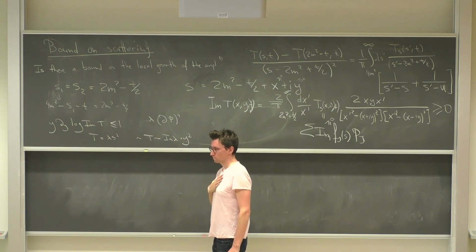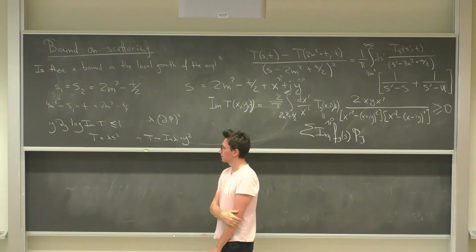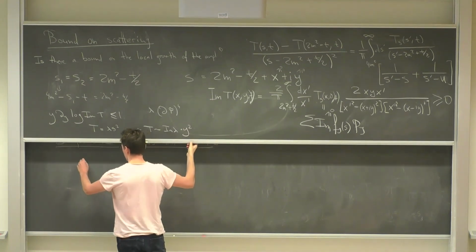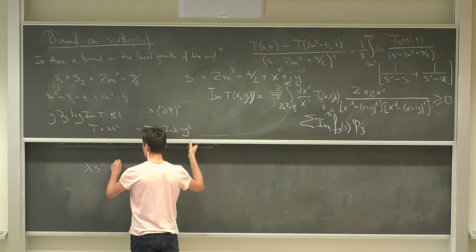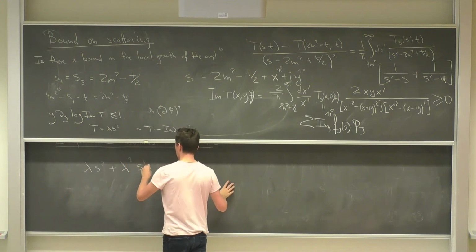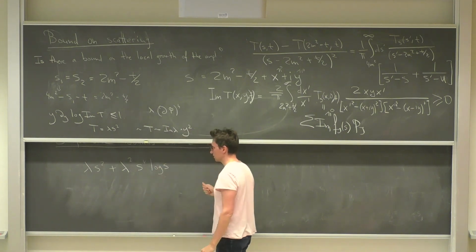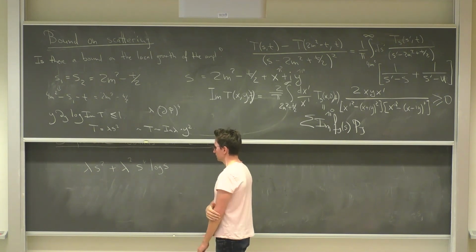Sorry, but if I make a loop of this, then I get s to the 4 times log, right? The log gives me i pi, no? And isn't that an imaginary part? Yes, s to the 4 i pi. Okay, let's do it. So you suggest lambda s squared plus lambda squared s to the 4 log s, right? Yeah. So when you actually apply your formula, it doesn't. This is okay somehow.